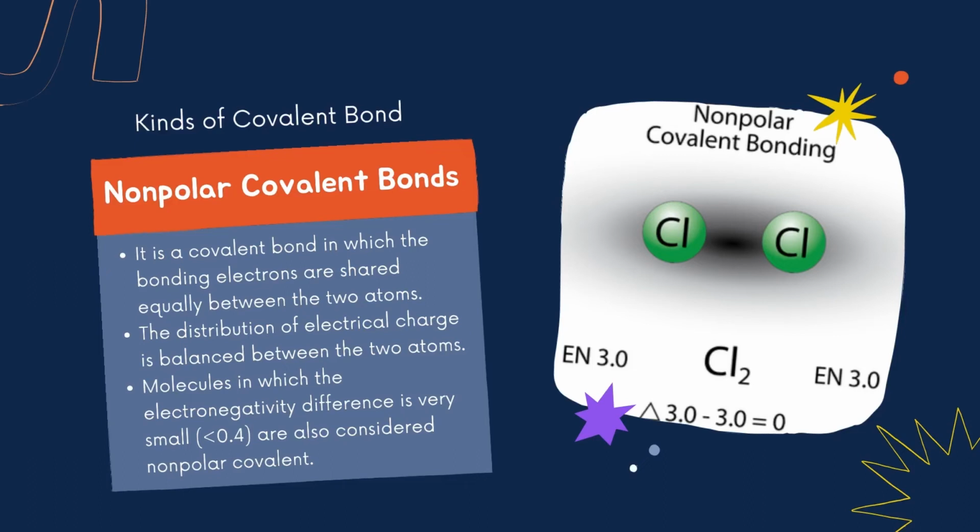A non-polar covalent bond is a covalent bond in which the bonding electrons are shared equally between the 2 atoms. In a non-polar covalent bond, the distribution of electrical charge is balanced between the 2 atoms. Look at the picture. The 2 chlorine atoms share the pair of electrons in a single covalent bond equally, and the electron density surrounding the Cl2 molecule is symmetrical.